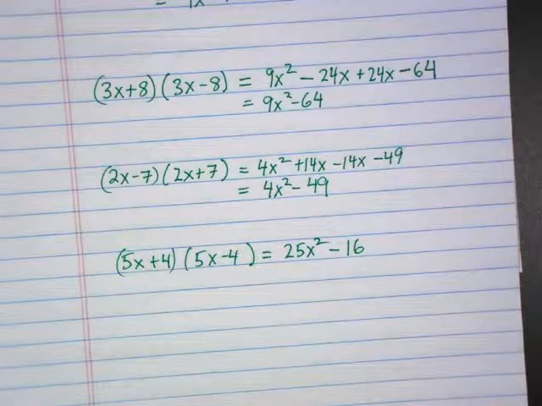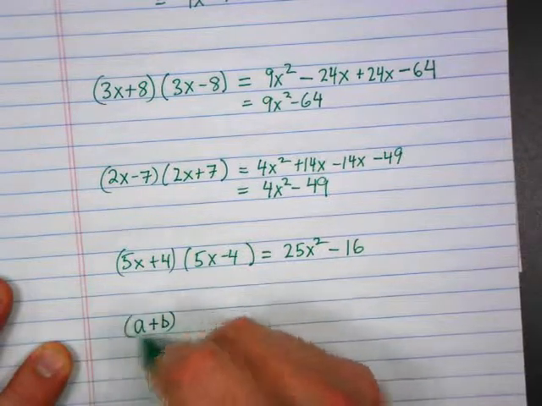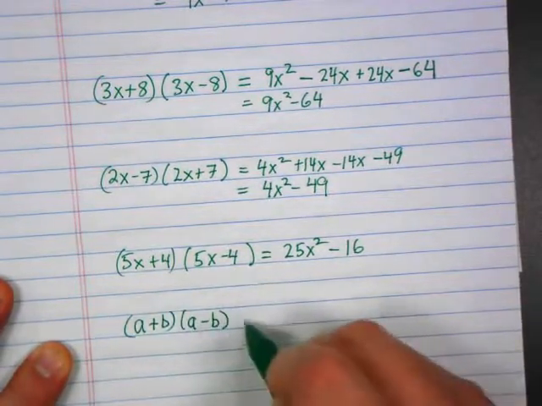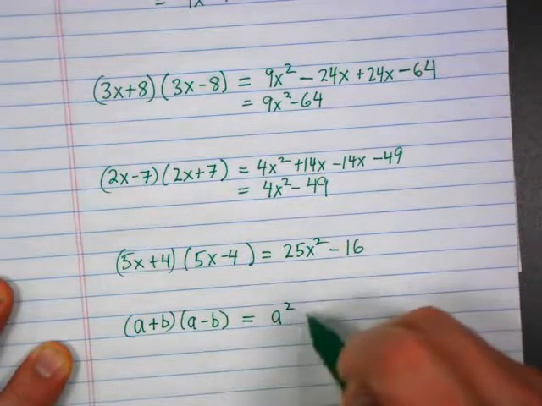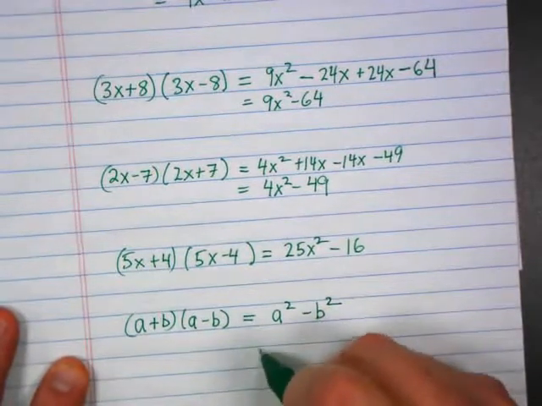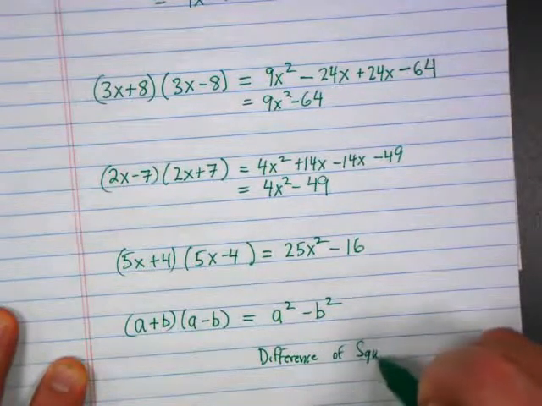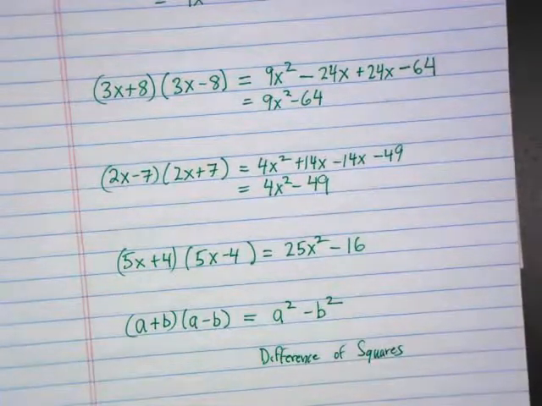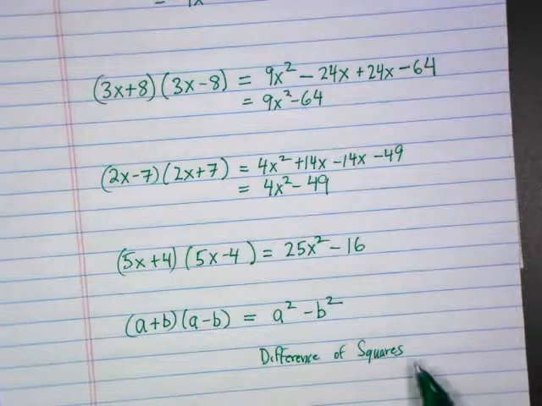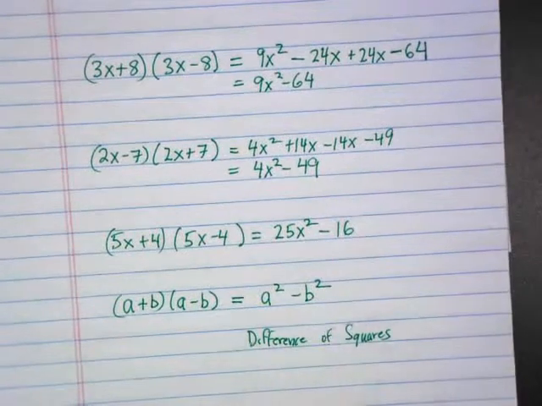There's a name for this, and there's a formula. The formula looks like a plus b times a minus b is a squared minus b squared. And this is called difference of squares. Why would you call that difference of squares? What does difference mean? Subtract. Difference means subtract. And what did we end up with? We ended up with something squared minus something squared. That's why it's called a difference of squares.